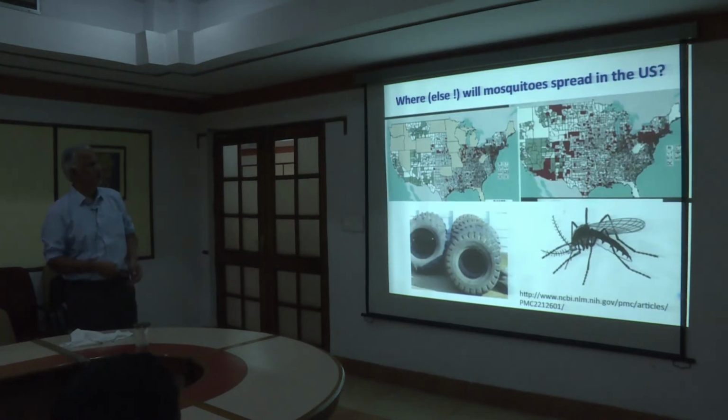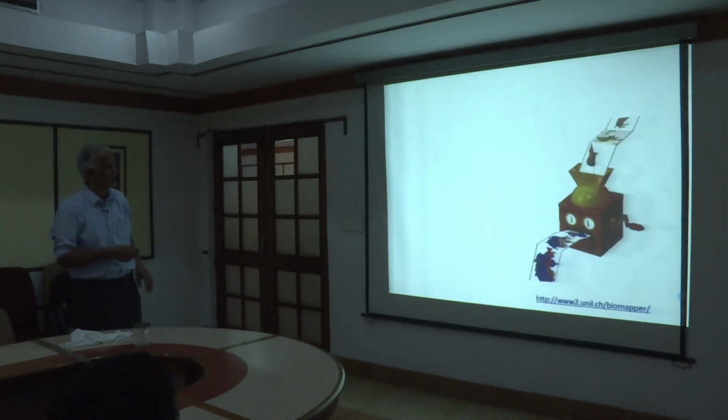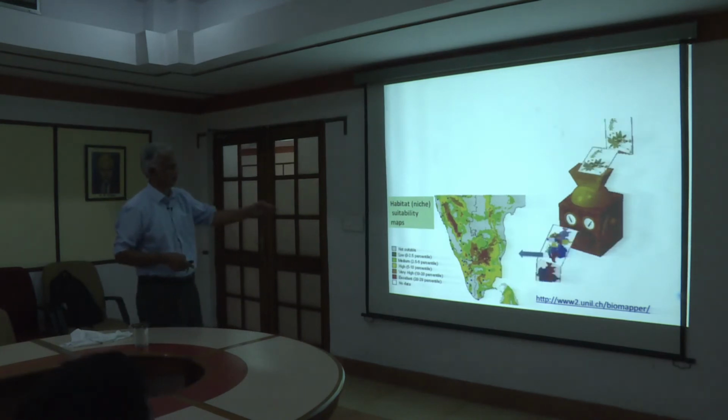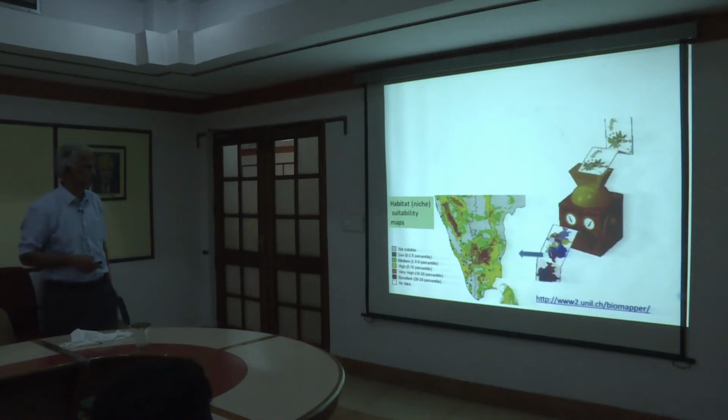People have used this for looking at mosquito spread in the United States. It is a big nice story published in Science, but I will not go into that in detail. We have done some work on spread of an insect species called woolly aphid on sugarcane. Again, I will not go into the details of it, but I will come back to talk about the ecological niche model and an application of that.